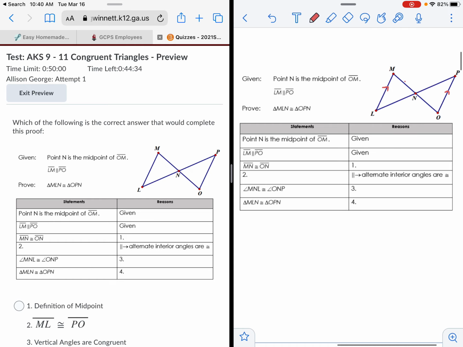Well, MN is right here. Congruent to ON is right here. Those two are congruent because we were told that N is the midpoint of that side. And so therefore, the reason that we can say this is by definition of midpoint. So remember, MO has midpoint N. Therefore, I know that it cuts it perfectly into two halves. So by definition of midpoint, we can say those two halves are congruent.